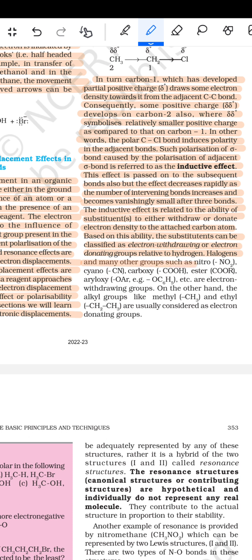Halogens and many other groups such as nitro, cyano, carboxy, ester, aryloxy, etc. are electron withdrawing groups. On the other hand, alkyl groups like methyl and ethyl are usually considered as electron donating groups.